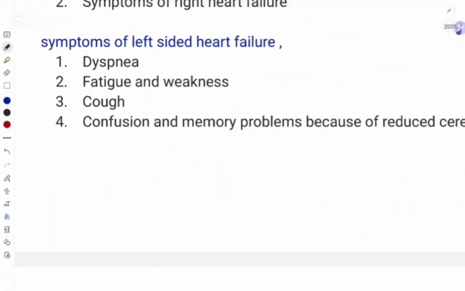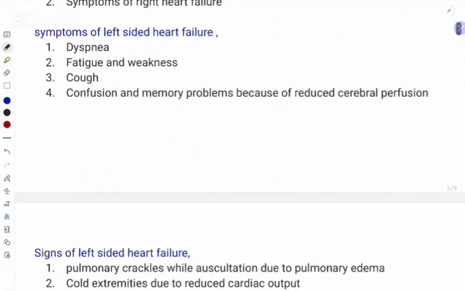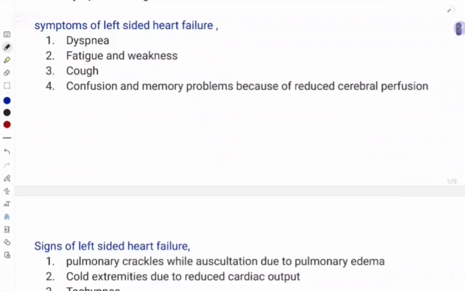If the left ventricle can't pump, the blood can't go into the aorta, so systemic circulation blood supply is reduced. That leads to fatigue, weakness, cough, and confusion and memory problems because of reduced cerebral perfusion. If the patient has less systemic circulation, the blood going to the brain is reduced, which leads to confusion and memory problems. These are the symptoms of left heart failure.